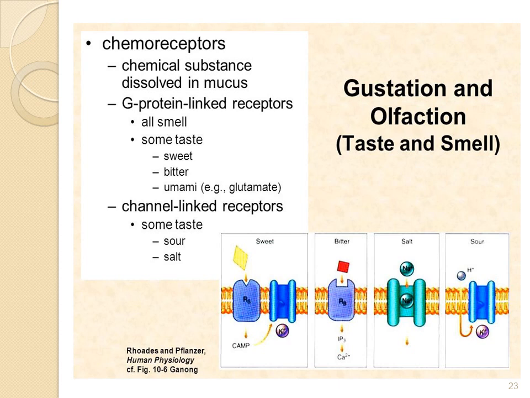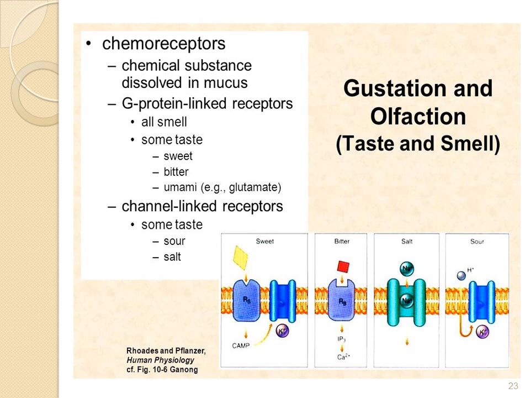Chemoreceptors for gustation and olfaction. Chemoreceptor means it responds to chemical substances. These chemical substances are dissolved in mucus. When dissolved in mucus, the gustatory epithelial cell is depolarized. This depolarization involves G protein linked receptors, for all smell and some taste.